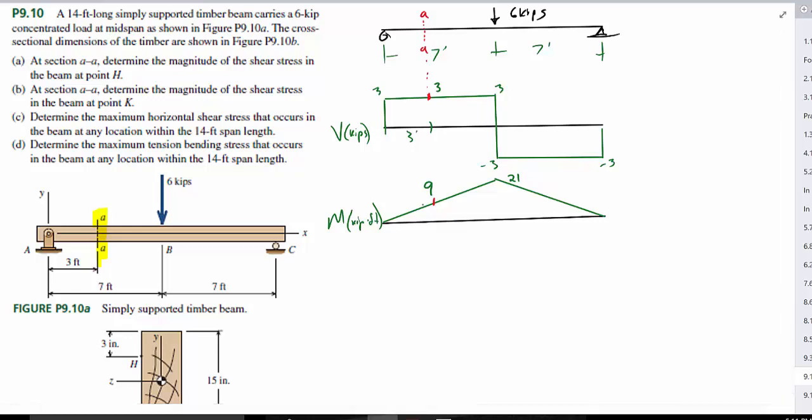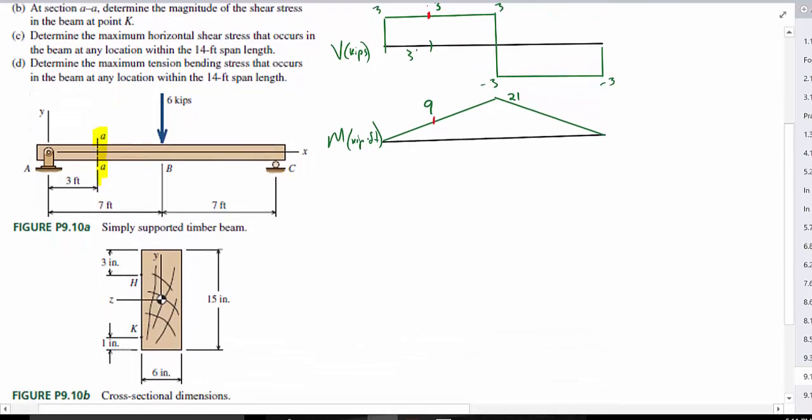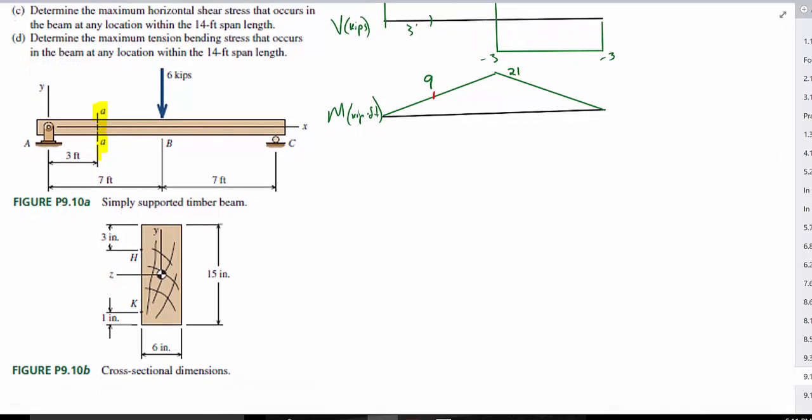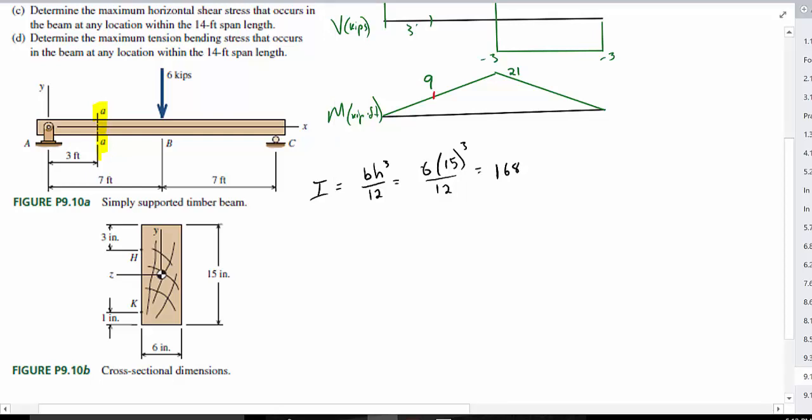So now what we want to do is look at our member here, and the moment of inertia for this, our I value, is going to be our base multiplied by height cubed over 12, which is 6 multiplied by 15 cubed over 12, and that is 1,687.5 inches to the 4th.